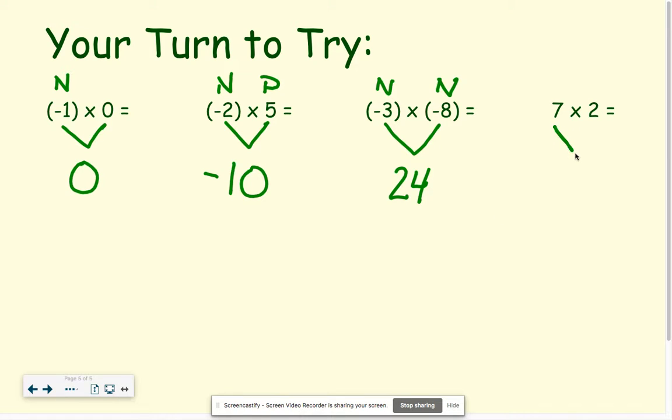And our last one, we have 7 times 2, which is 14. We have a positive and a positive, so we get a positive answer. Two of the same symbols keeps it positive. Opposite symbols makes it negative. If we're multiplying by zero, it's going to stay zero. Give these a practice. Keep trying. If you need help, seek it out. Rewatch the video too, it will help.